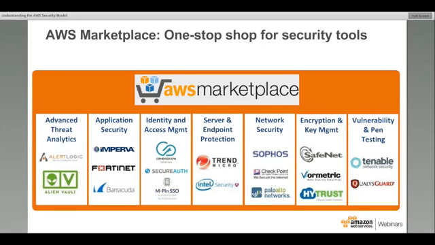And many customers are asking whether or not they can do security penetration testing on AWS. And we actually have 2 partners here that have a pre-authorized ability for you to just launch a test environment and then test your environment in AWS. That's from Tenable and Qualys.